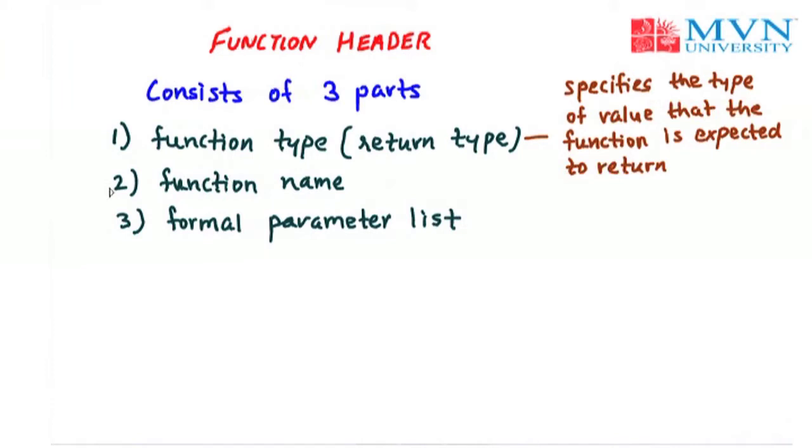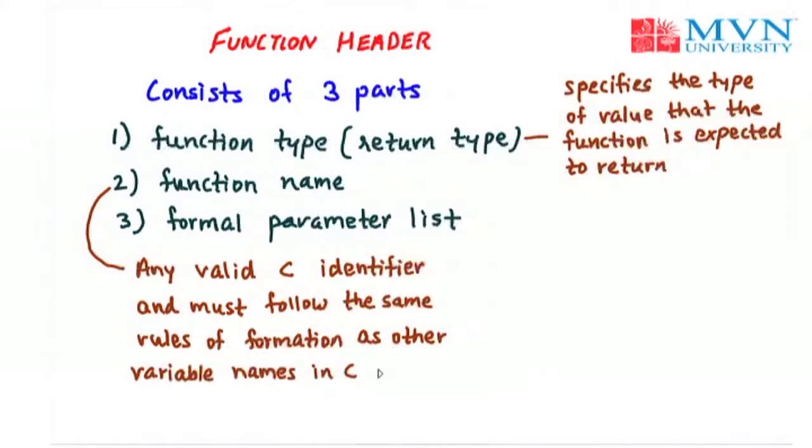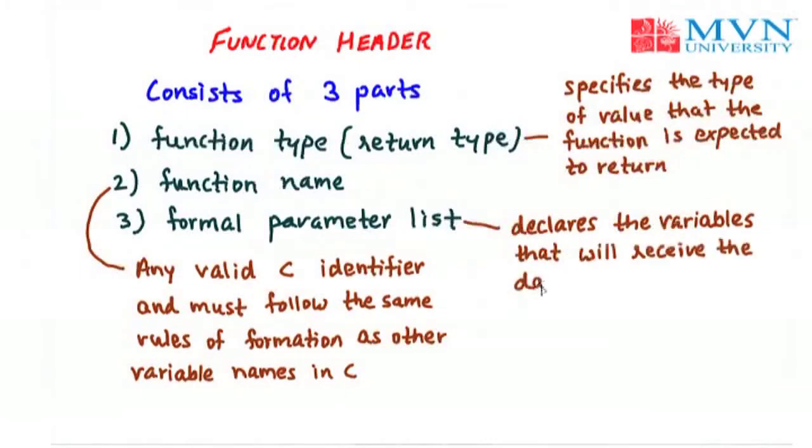The function name is any valid C identifier and must follow the same rules of formation as other variable names in C. The name should be appropriate to the task performed by the function. Now the third part is the formal parameter list. This parameter list declares the variables that will receive the data sent by the calling program. They serve as input data to the function to carry out the specific task.